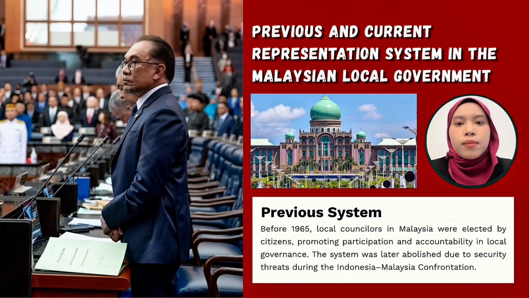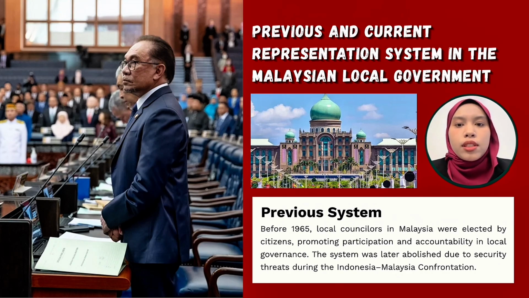Today I will present about the previous and current representation system in the Malaysia local government. Firstly, I will explain the previous representation system in Malaysia local government. Before 1965, local councillors in Malaysia were elected directly by the people through local government elections. This system allows citizens to participate in decision making and ensures accountability and representation at the local level.